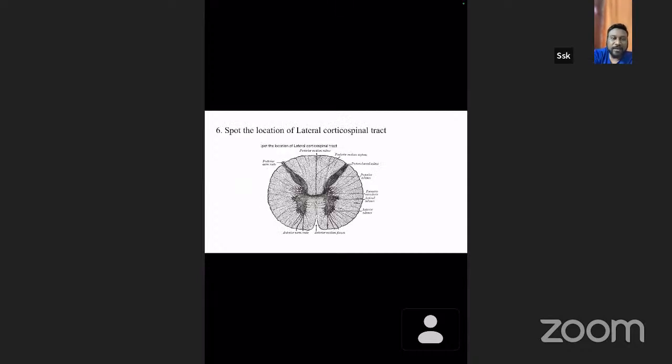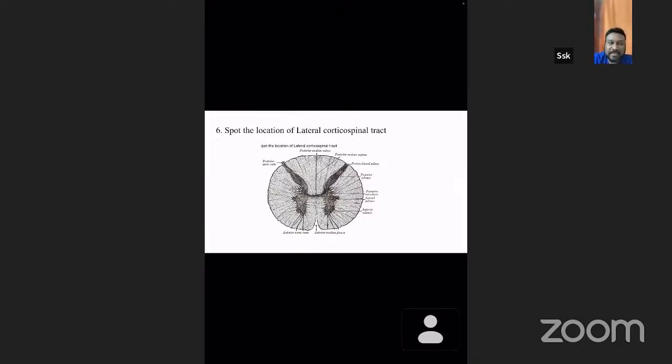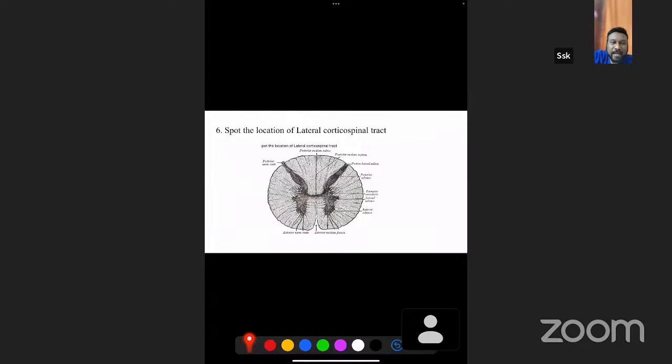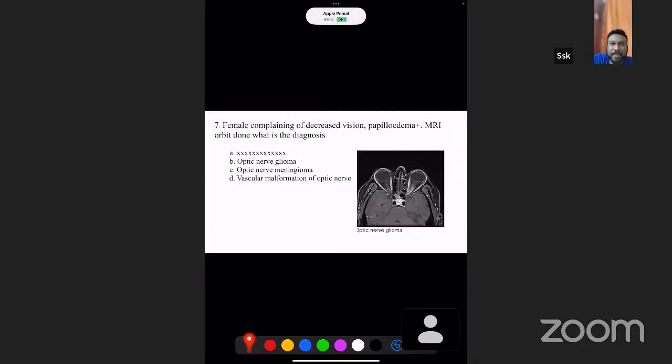Now, the next question was to spot the location of the lateral corticospinal tract. I'm using a marker here. You consider this to be the equator of the spinal cord, that is where the central canal is. So the lateral corticospinal tract will be located posterior to the equator. This is where the lateral corticospinal tract usually lies. So this would be the location of the lateral corticospinal tract. This again is a very tricky question. All right.